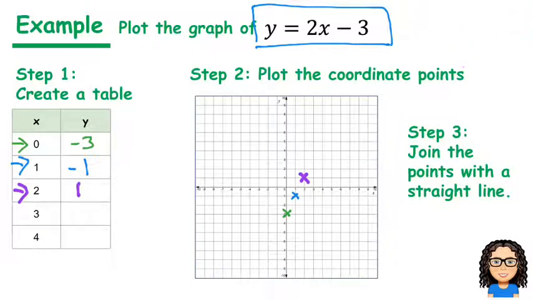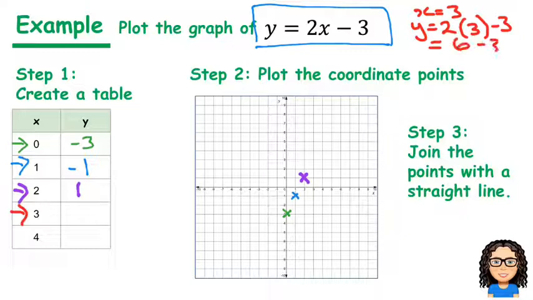Now we'll try x equals 3. So when x is equal to 3, y is equal to 2 times 3, take away 3. 2 times 3 is 6, 6 take away 3 is 3. So when x is equal to 3, y is equal to 3. And on my graph, that's going to be the point right there.